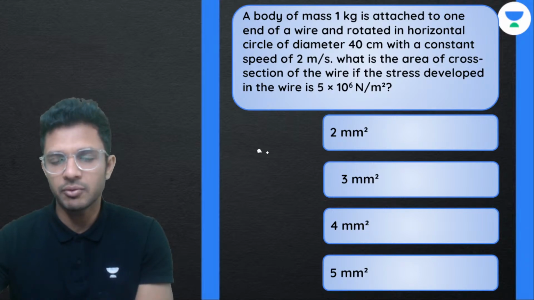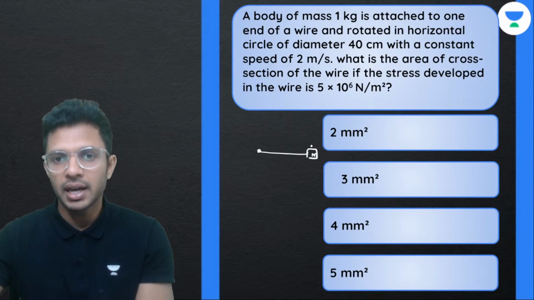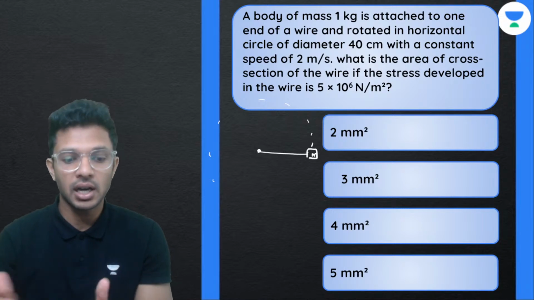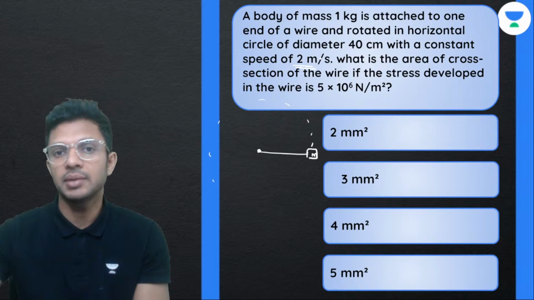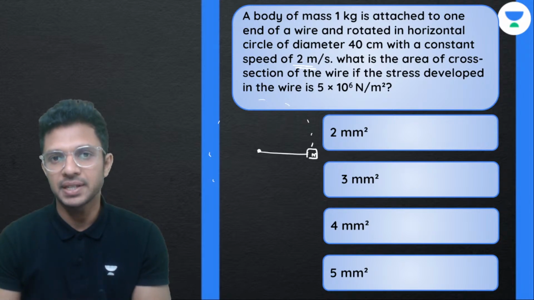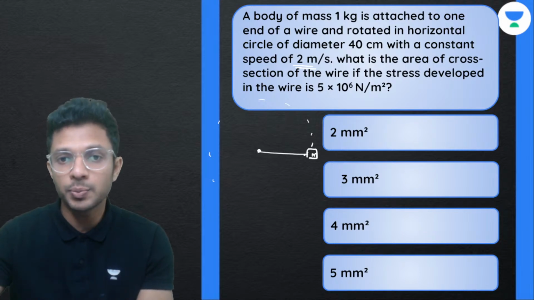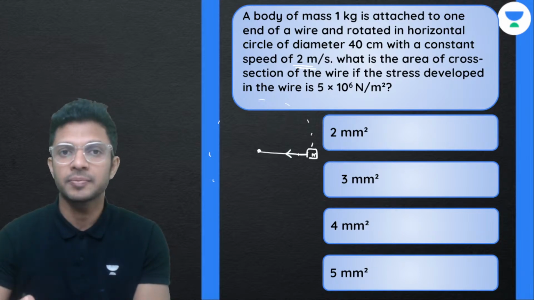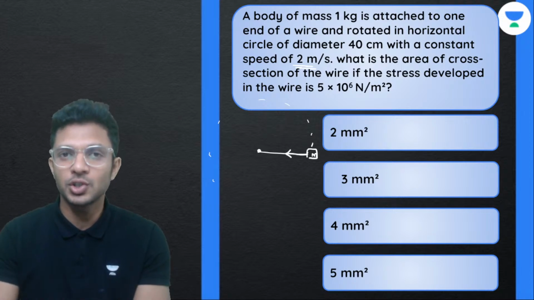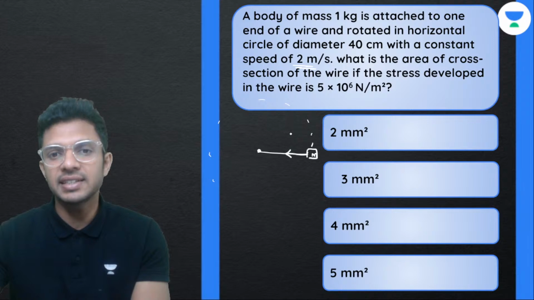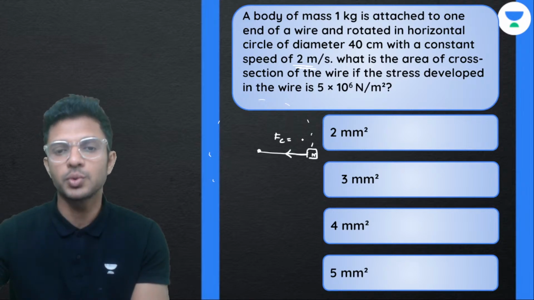This is one end of the wire. At the other end of the wire, we have a body of mass 1 kilogram and you are rotating this in a circular path. What kind of circle? It is a horizontal uniform circle. How is it uniform circular motion? It moves with a constant speed. Now, if a body is making uniform circular motion, even though the circular motion is uniform, there will be an acceleration which we call centripetal acceleration. To provide that centripetal acceleration, there should be a force towards the center.